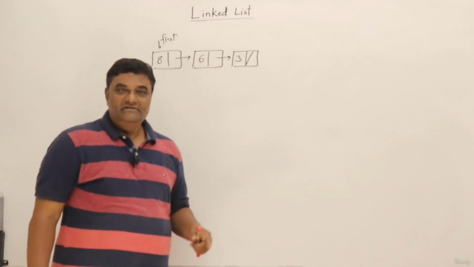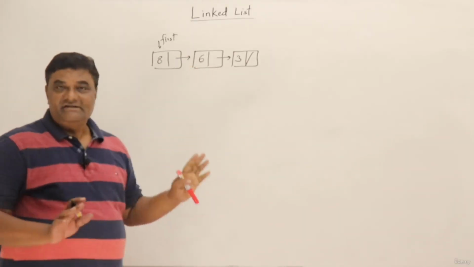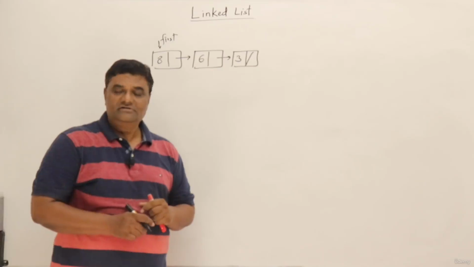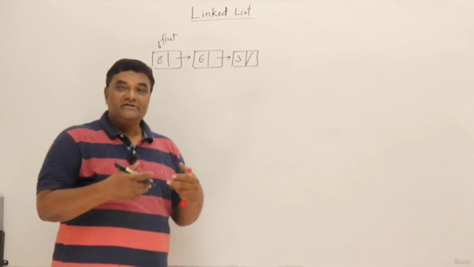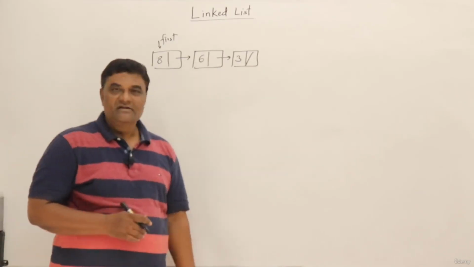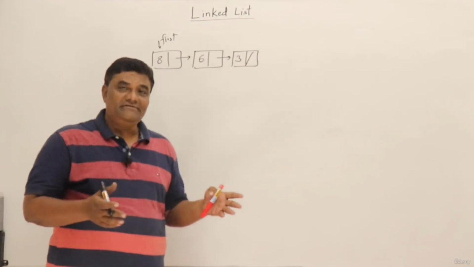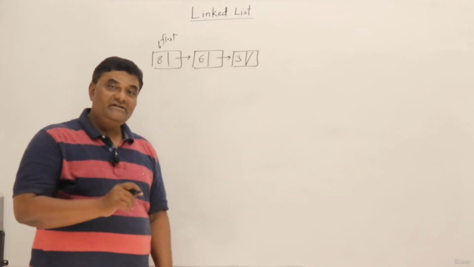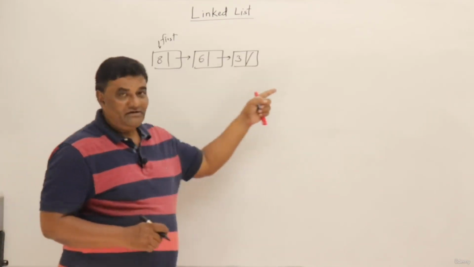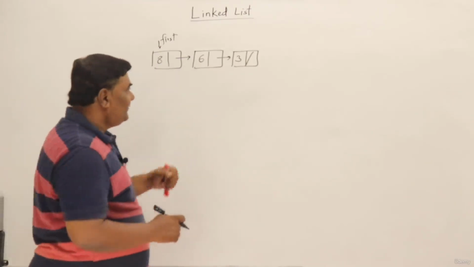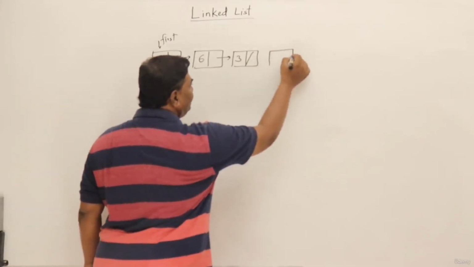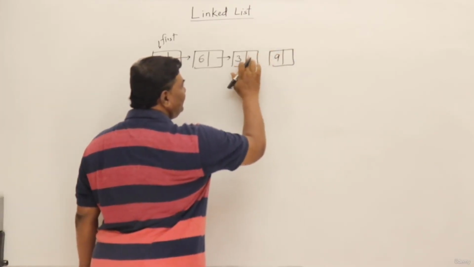Now, next method. This is a present linked list with 3 nodes. Now, I want to insert new nodes in this one. Where I want to insert, I can insert anywhere. But suppose I always want to insert at the end of a linked list. The new value that I want to insert is 9 and I want it to be inserted here.